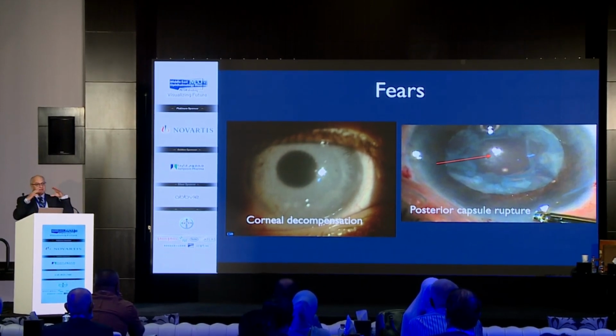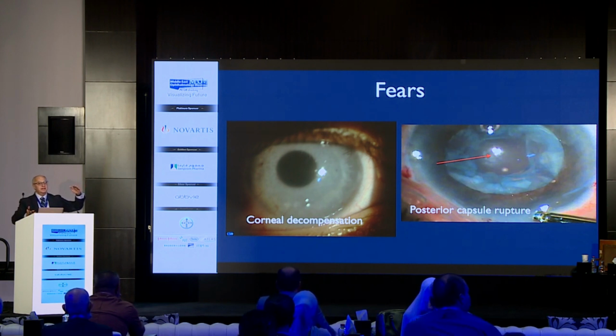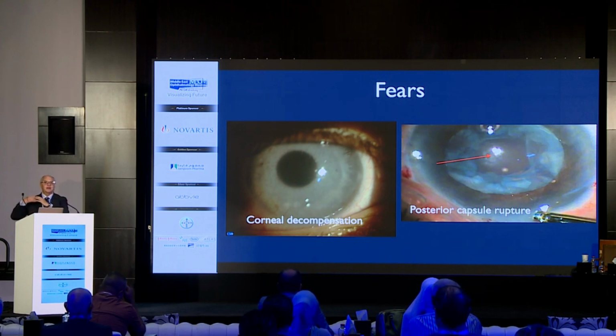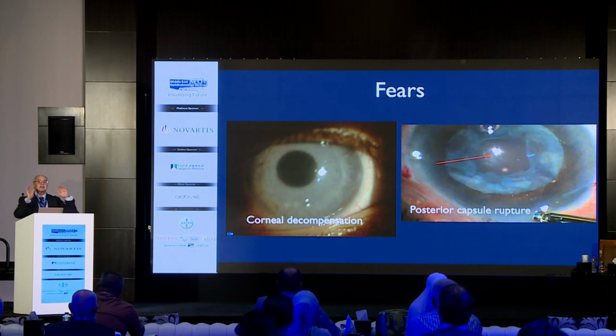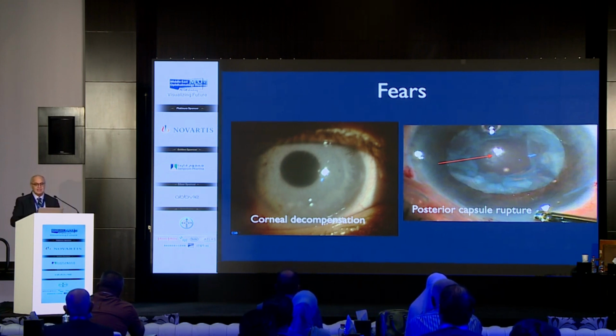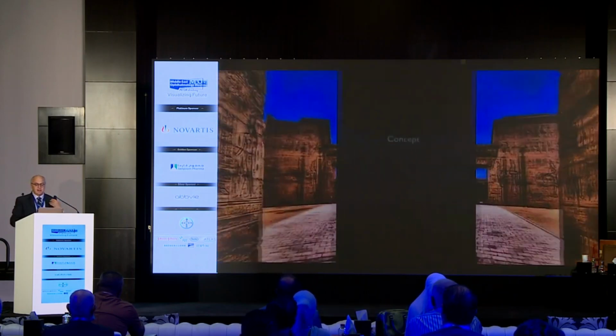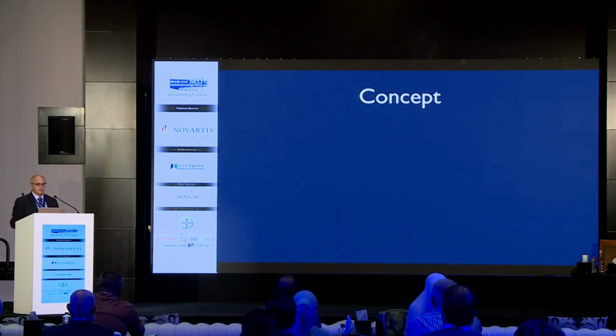Our main fears in such hard cataracts is that we can destroy the cornea and get corneal decompensation if we don't use the proper technique. Or we can open the posterior capsule, and then we are faced with a problem if a hard nucleus falls in the posterior segment, which is more difficult to remove. So these are the two main fears, and we should analyze and have a concept.